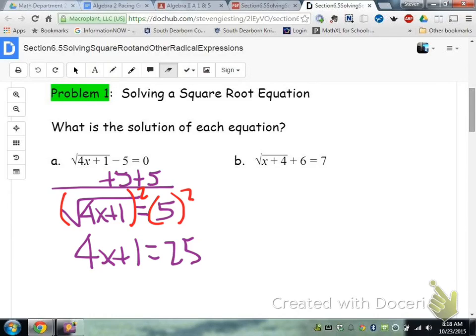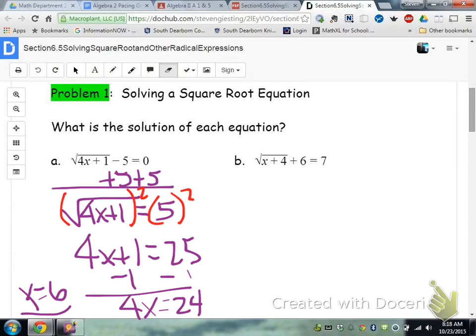And now we're simply going to solve the equation that we have without a radical. So it's a nice little linear equation. You guys should be able to solve this, and if you can't, you shouldn't be in Algebra 2. And we figure out that x equals 6. Questions on my first example? Okay.